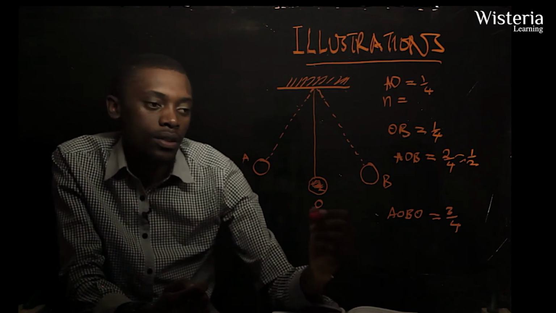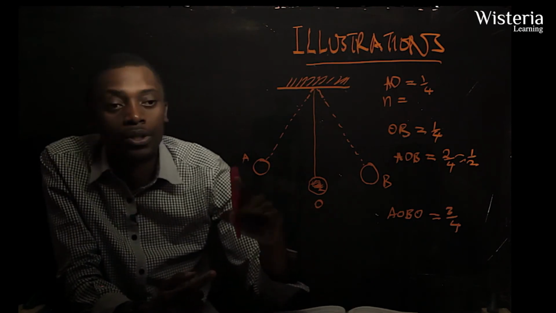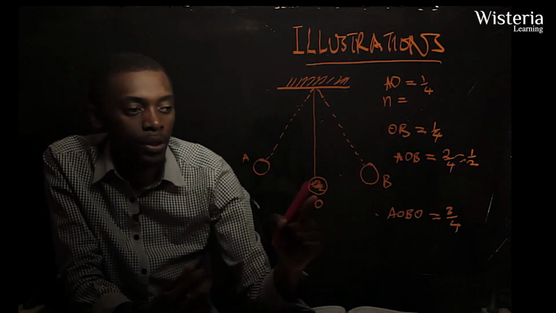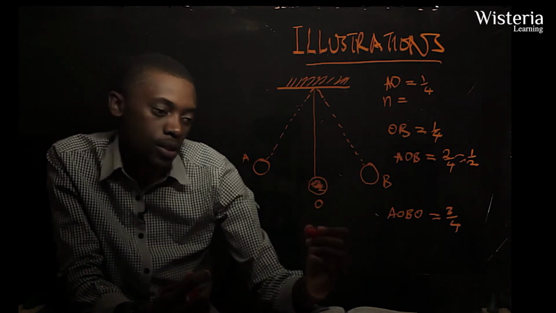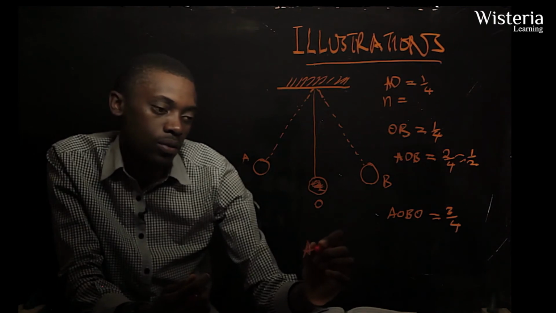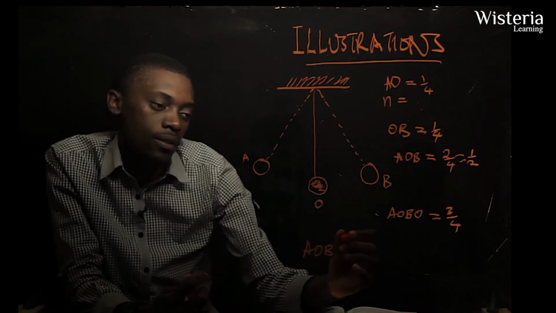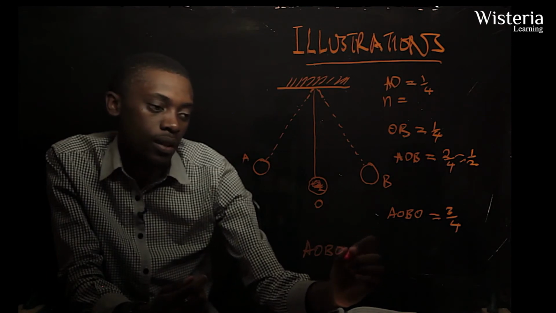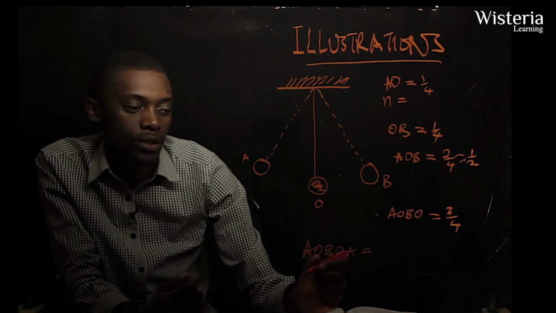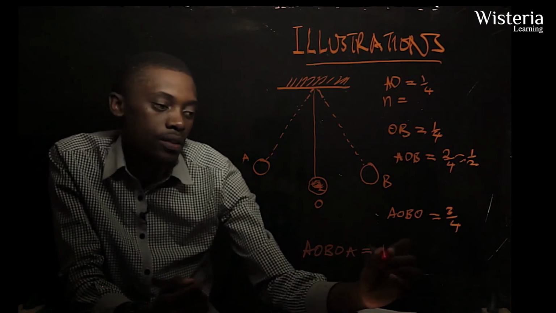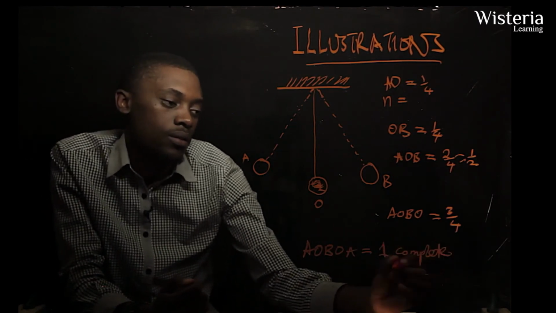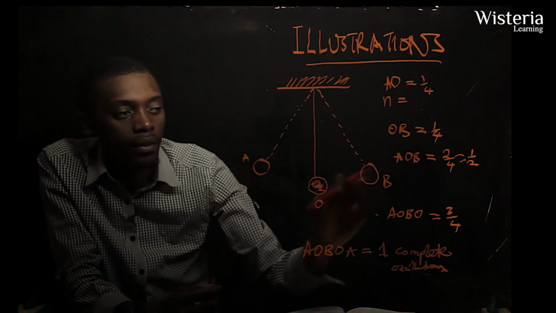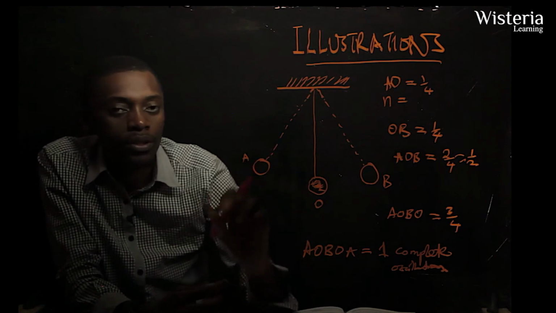And the last one is when the bob swings from position A to O to B, back to the midpoint, and then back to where we started from. So A to O to B, then back to O and back to A. The number of oscillations made is one complete oscillation. One complete oscillation is made when the bob swings from A and back to the position where it started from.